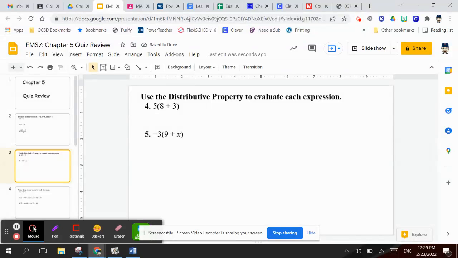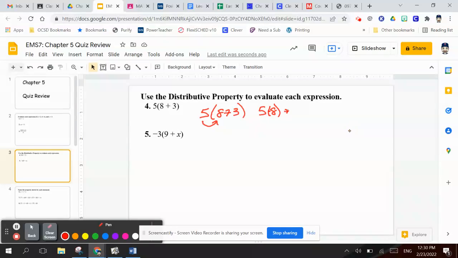4 and 5 talk about using the distributive property to evaluate each expression. So distributive means that we're going to multiply the outside number by each of the ones on the inside of the parenthesis. So when I look at 5 times 8 plus 3, to solve that using the distributive property, I'm going to take 5 times 8 plus 5 times 3.